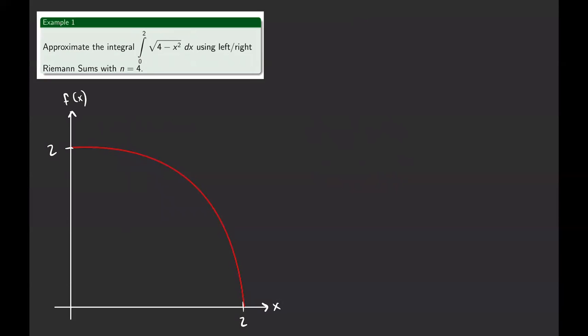What I want to do is use 4 intervals, so I want to split this region from 0 to 2 into 4 intervals. First I'm going to split it right down the middle, and let's split each of those down the middle. You could probably figure out what each of those tick marks are going to be, but let's just explicitly calculate it. We have delta x equal to b minus a over n. b is 2, a is 0, n is 4. We get 2/4, which is equal to 1/2.